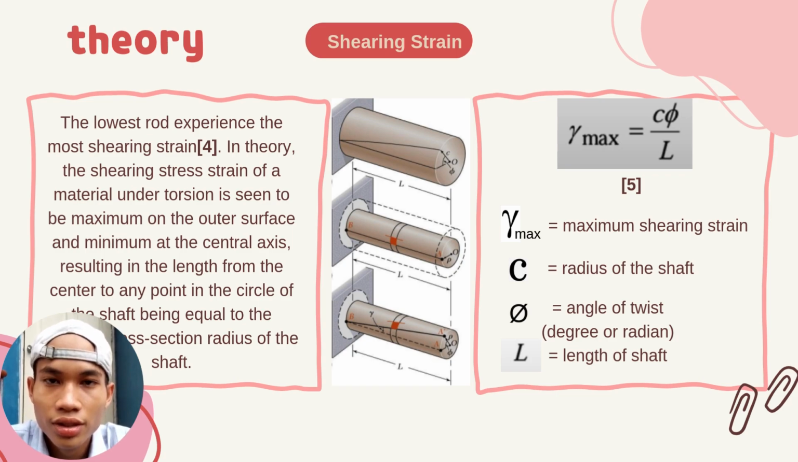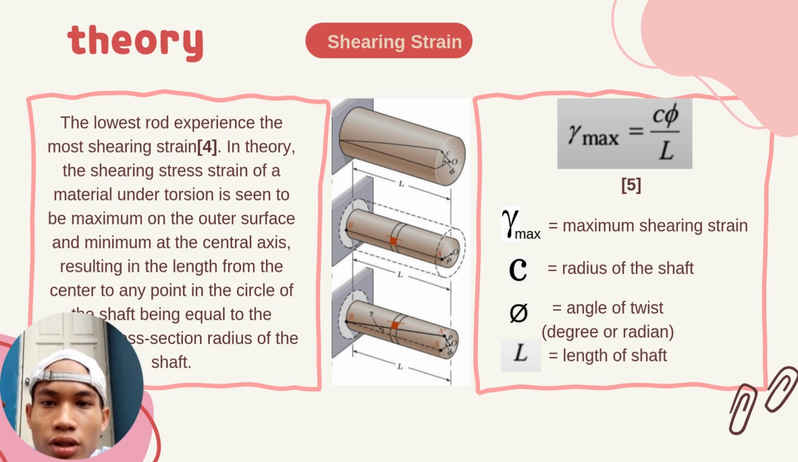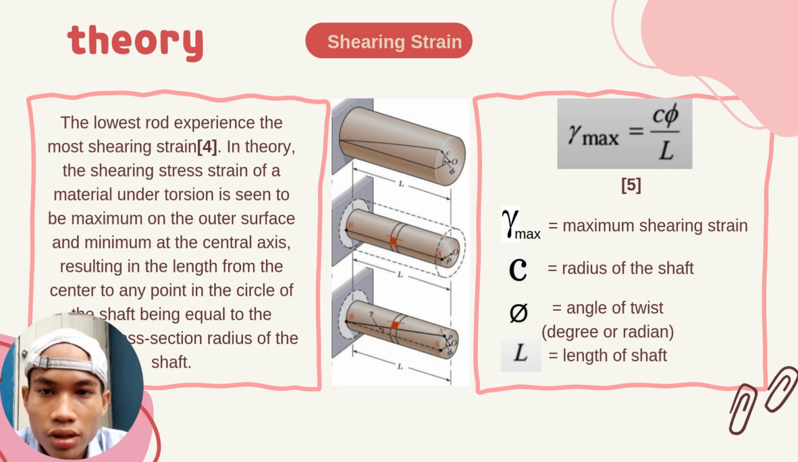Next one is shearing strain. In theory, the shearing strain of a material under torsion is seen to be maximum on the outer surface and minimum at the central axis, resulting in the length from the center of any point in the circle of the shaft.